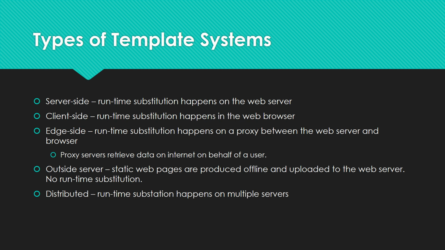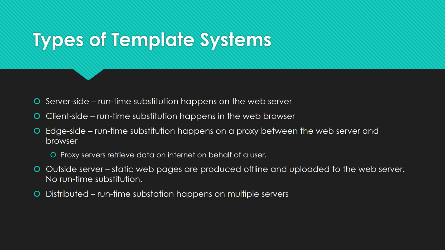So, the types of template systems. Okay, the first one I have listed is server-side, where runtime substitution happens on the web server. What that means is this web page is going to be dynamic, okay? And the things that are dynamic about that web page are going to have their code on the web server. So the runtime substitution, the things that are getting swapped in and out based on user input, okay, is happening on the web server. And then there's client side, where the runtime substitution is happening in the web browser, okay.